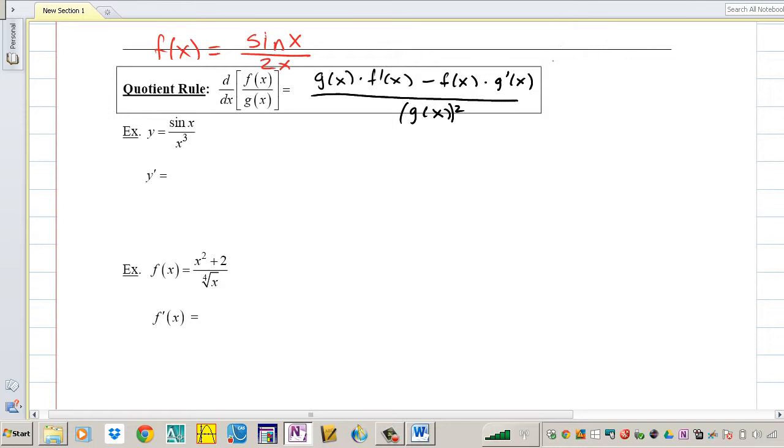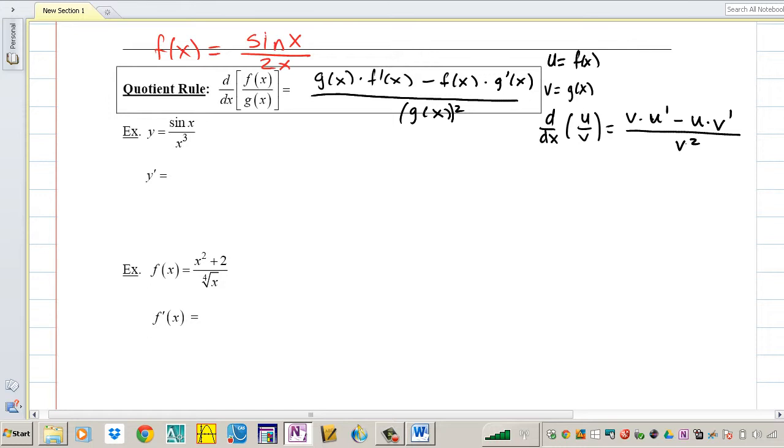Now let me go ahead and just re-explain this rule and restate this rule using u and v. So anytime we want to take the derivative of a u over v, it's simply the bottom times the derivative of the top, minus the top times the derivative of the bottom, all over the bottom squared. That should be much easier to read and see.